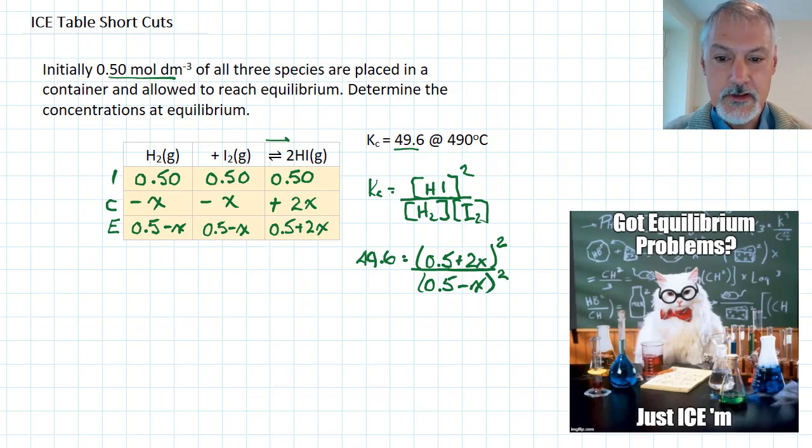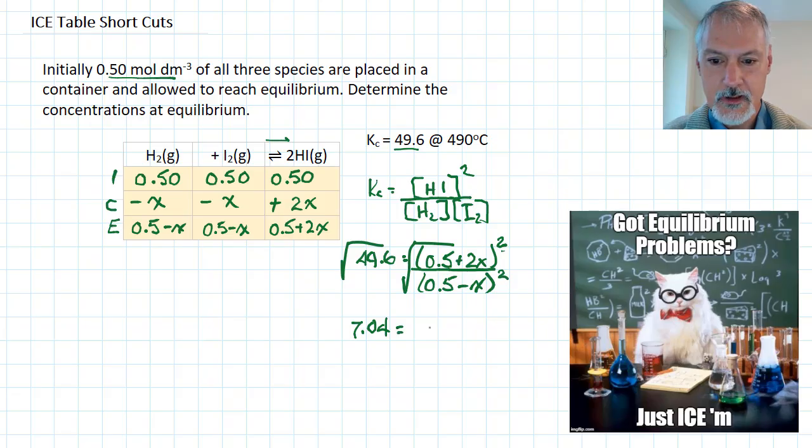Now, we could solve this by expanding these two expressions, turning them into quadratics, and then isolating and ending up with the quadratic formula to solve. But here's our shortcut. I recognize here that these are perfect squares, so I'm going to take the square root of this side and the square root of this side. That gives me 7.04, 0.5 plus 2x, and 0.5 minus x. Now I won't have a squared term to deal with.